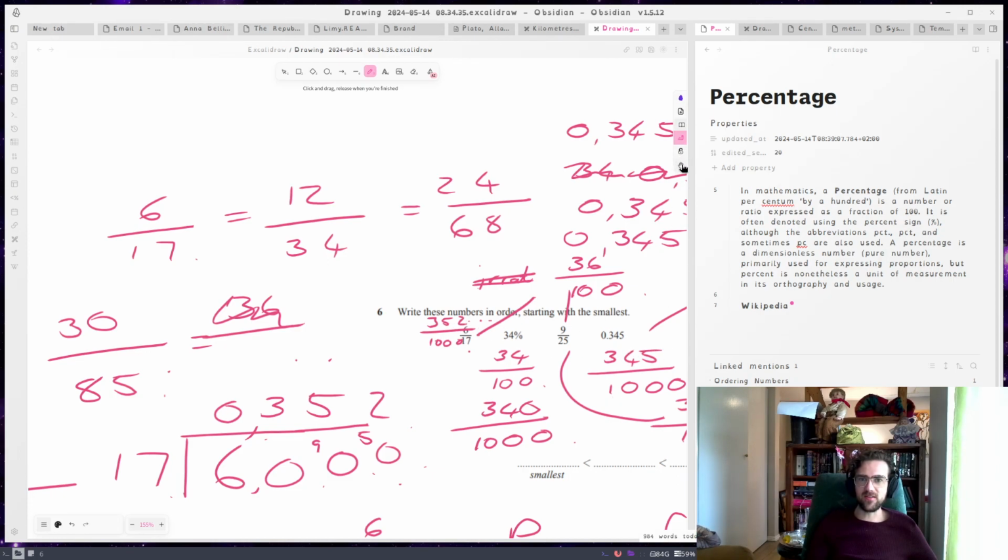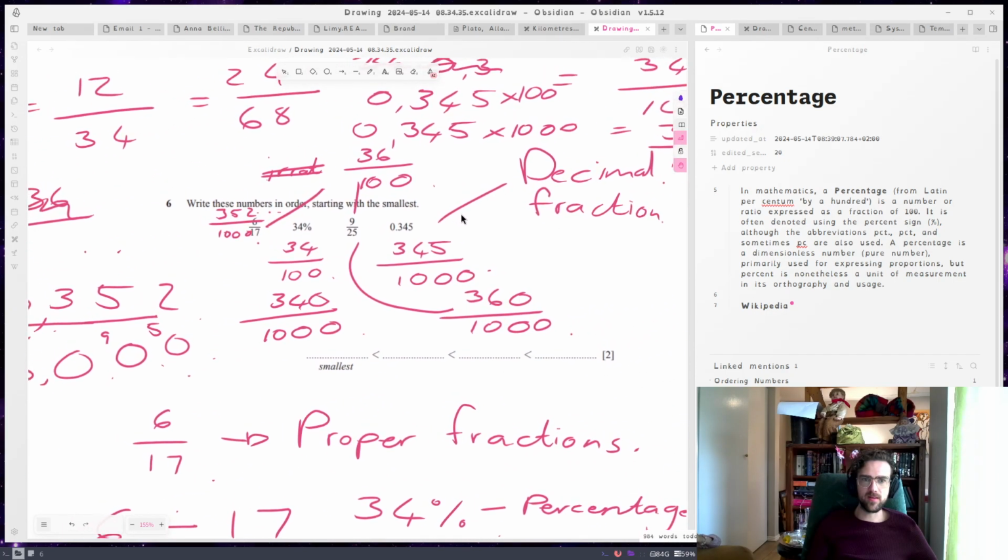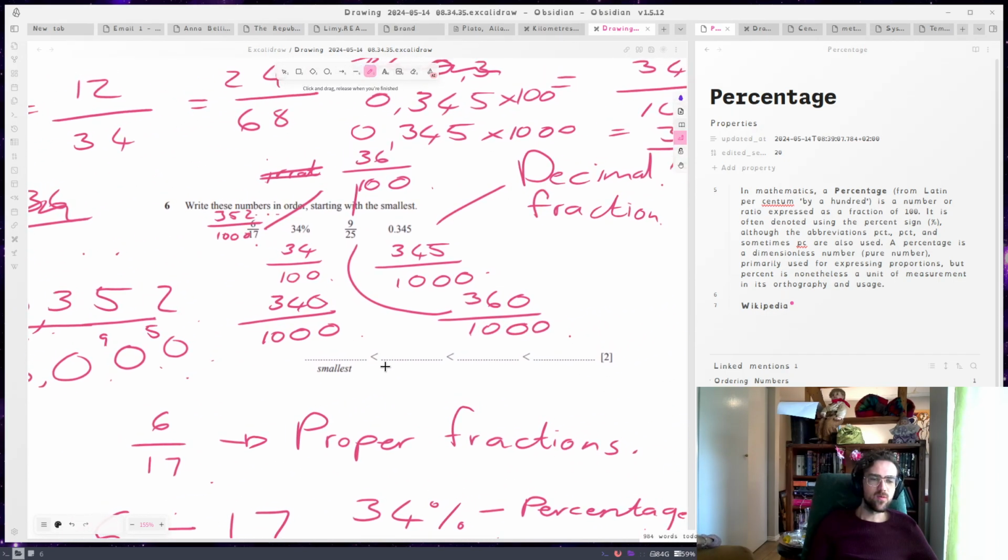So if we look at our numbers here, we are left with our smallest one is this 34%. Our next biggest is 0.345. Our next biggest is 352. And our next biggest is 9/25.